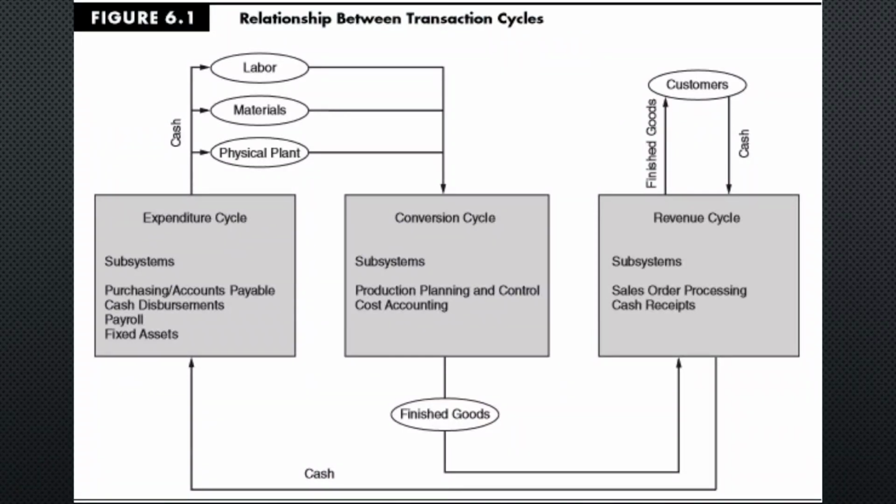So pumapasok dito yung about doon sa labor, materials, then physical plant. So pagkapunta doon sa conversion cycle, magkakaroon ng process, then doon na pumapasok yung pagpa-planning and scheduling. Then pagkatapos doon, mapupunta siya sa output as finished goods. So babalik siya sa revenue cycle na kung saan dito na pumapasok yung cash collection. So mapupunta na yung finished goods sa customer.